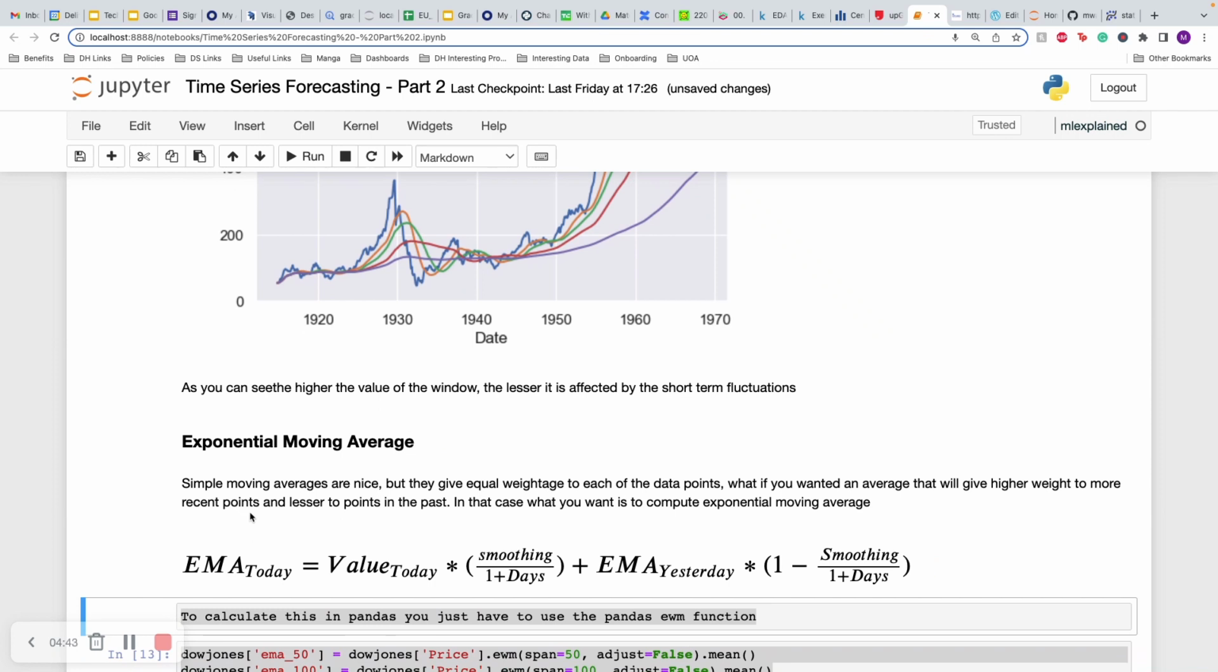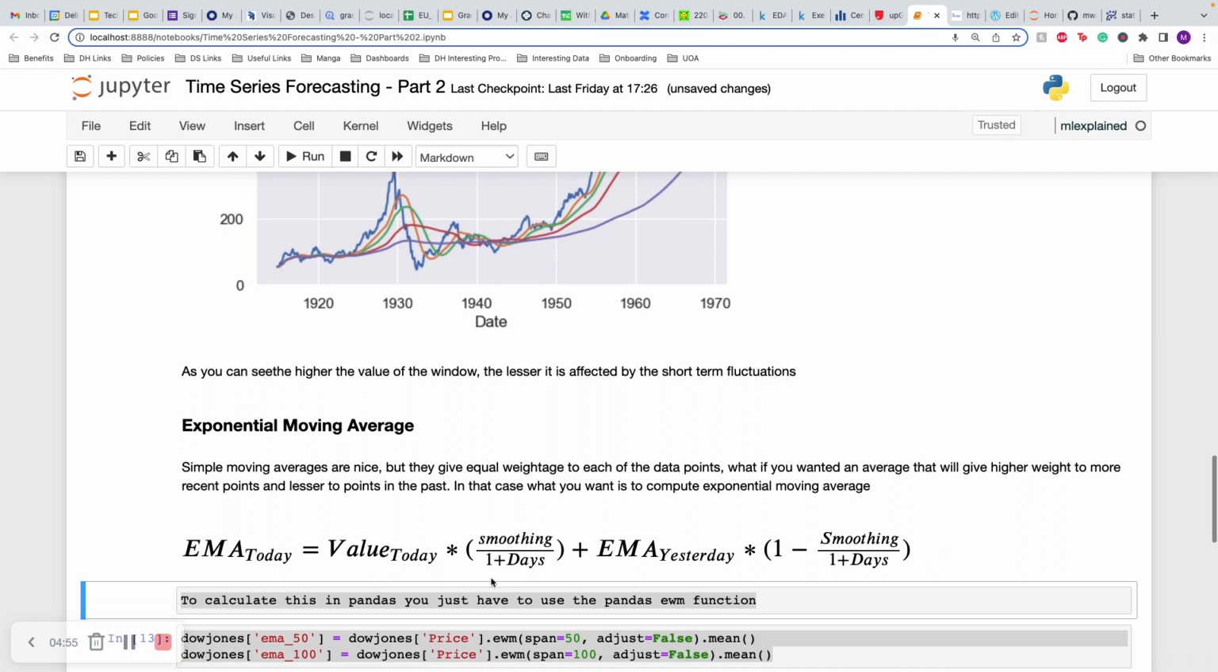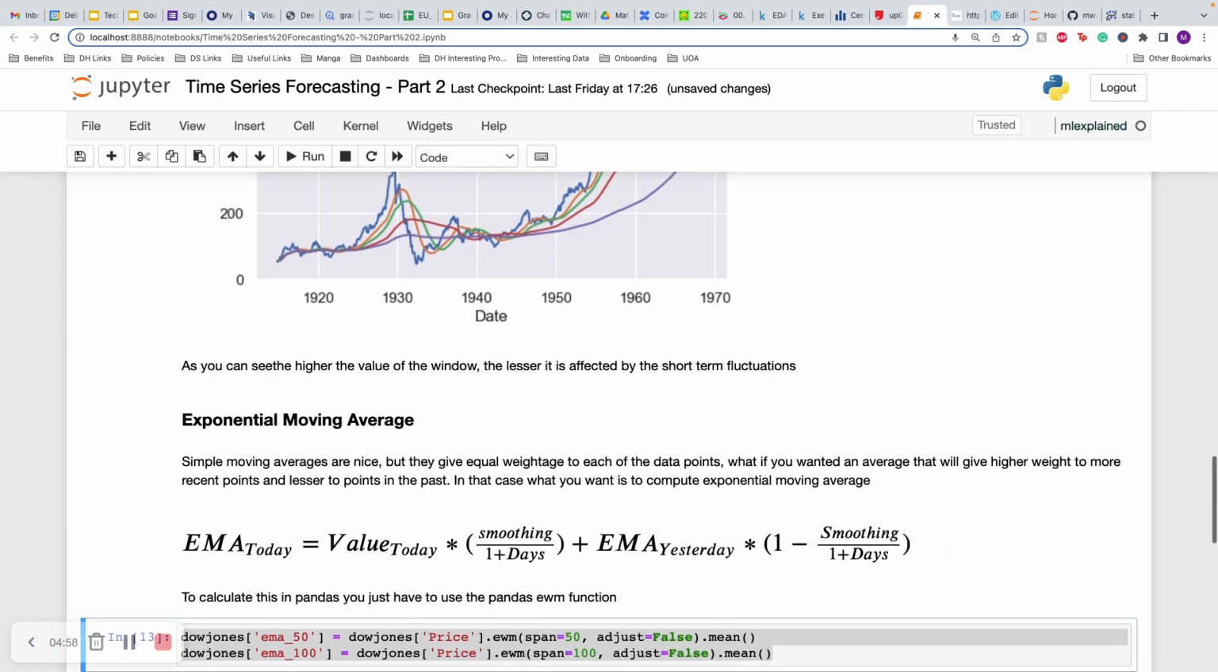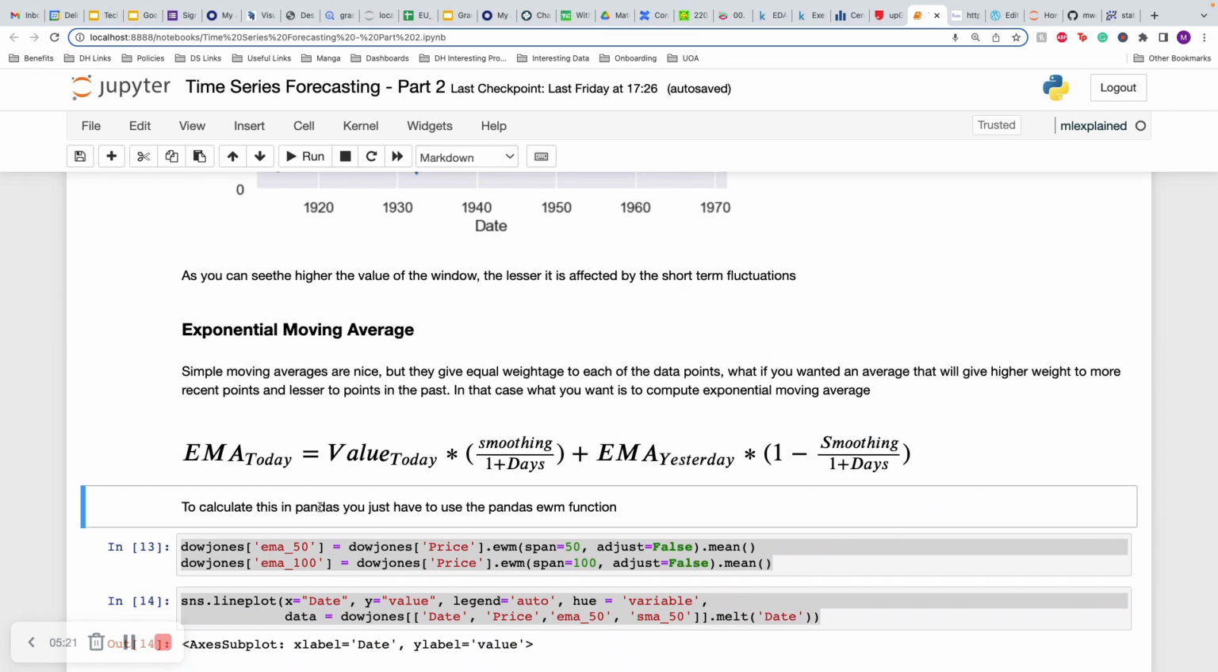The exponential moving average is, as it says, exponential. So the exponential moving average today is the value today multiplied by smoothing, which is some factor that you choose. This factor is automatically chosen in pandas, so you don't need to care about it, but usually a value of 2 is chosen. Smoothing divided by 1 plus days, where days is the number of days in the window, plus the exponential moving average from yesterday. And this is again multiplied by some value which is less than 1, so 1 minus smoothing divided by the number of days, right?